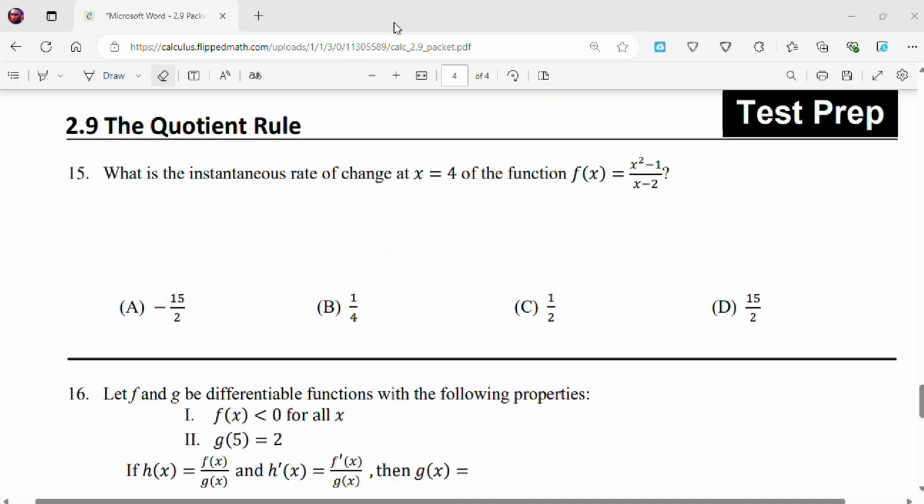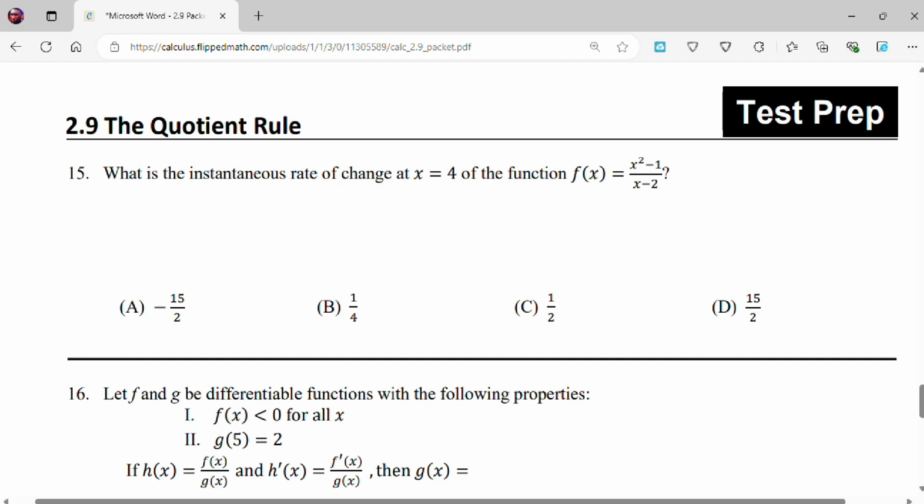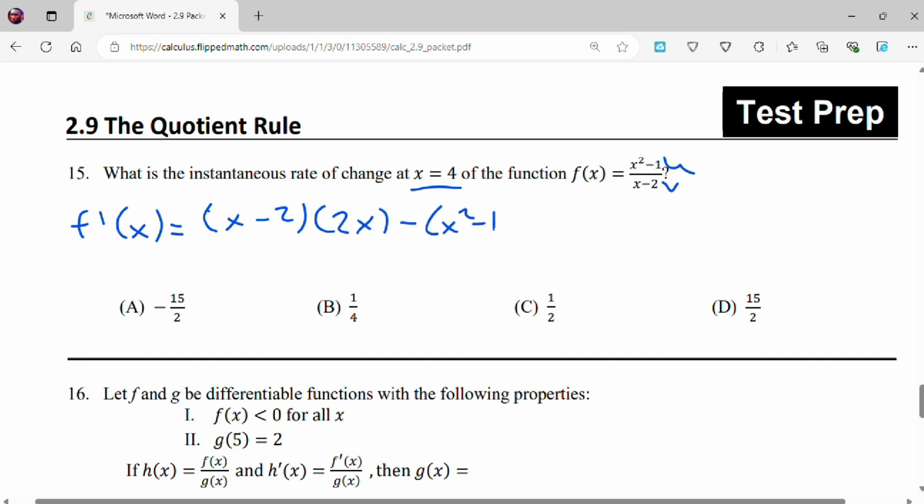Okay, test prep. Alright, we're almost done. What is the instantaneous rate of change at x equals 4 of the function f of x equals x squared minus 1 over x minus 2? So we have our function, we have our function value. So we're going to do f prime at 4. So f prime of x equals x minus 2 is our v, x squared minus 1 is our u. So v u prime minus u v prime over v squared.